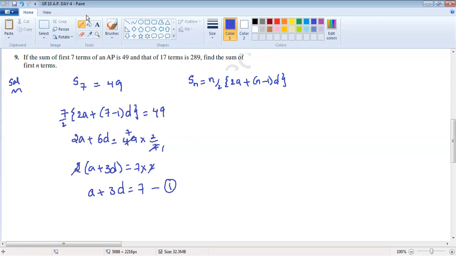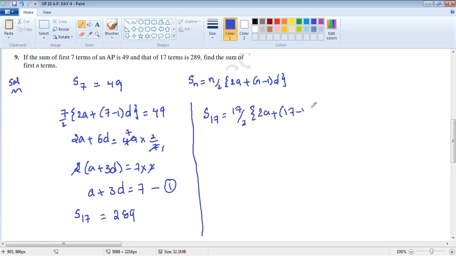Now, another thing they have given, S17 is equal to 289. So the formula will be the same. S17 is equal to 17 by 2 into 2a plus 17 minus 1 into d. Then S17 is equal to 289, so we'll take the 289 value.